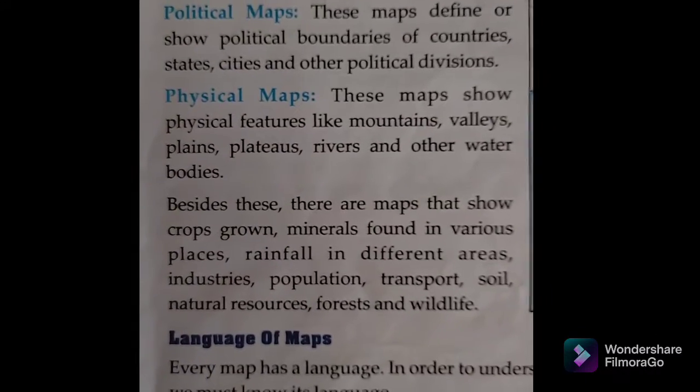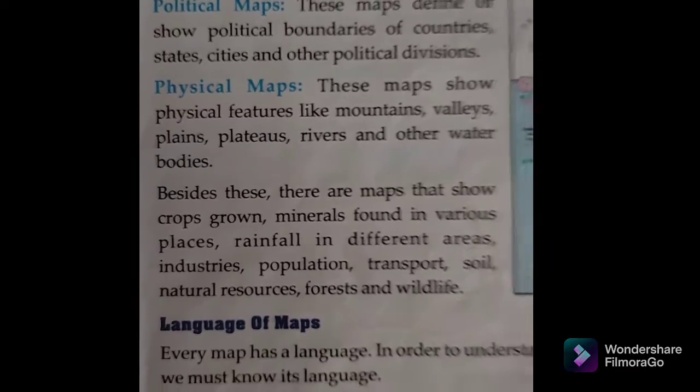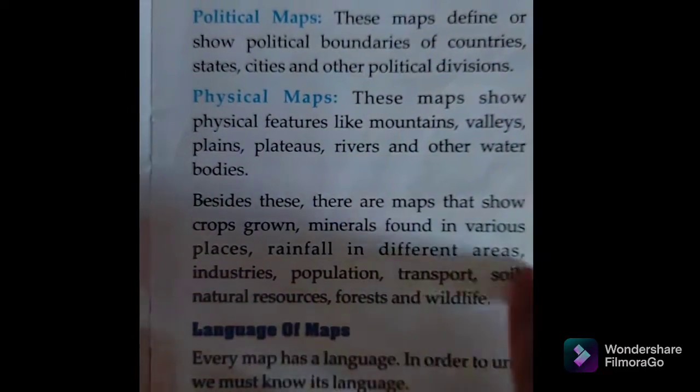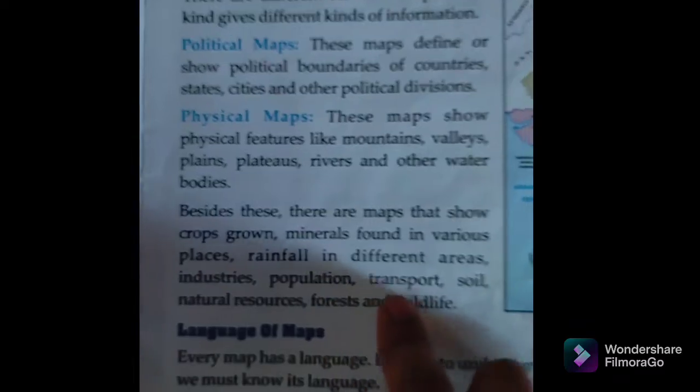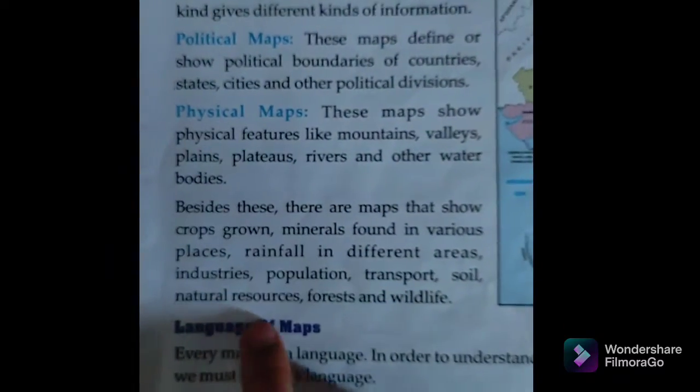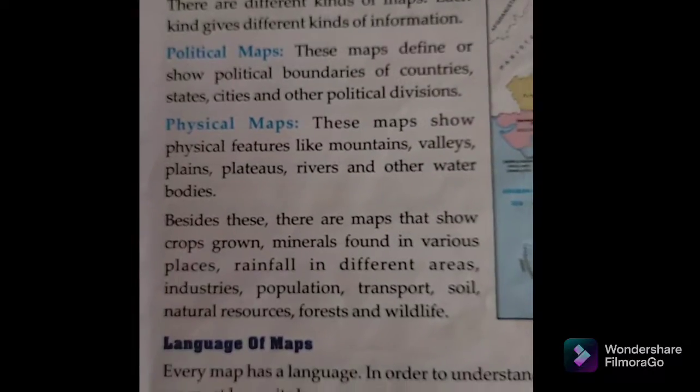Besides these, there are maps that show crops grown, minerals found in various places, rainfall in different areas, industries, population, transport, soil, natural resources, forests and wildlife. So here we have learned about the 2 types of maps.